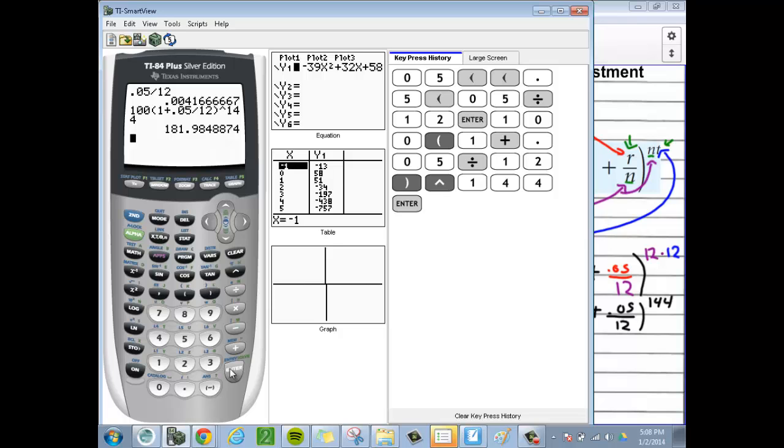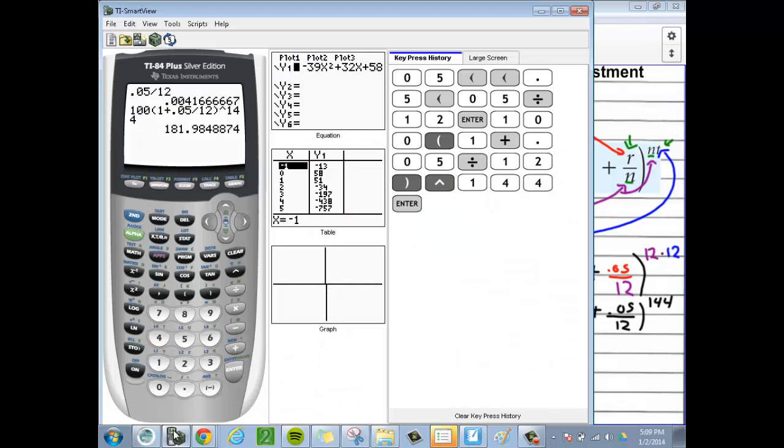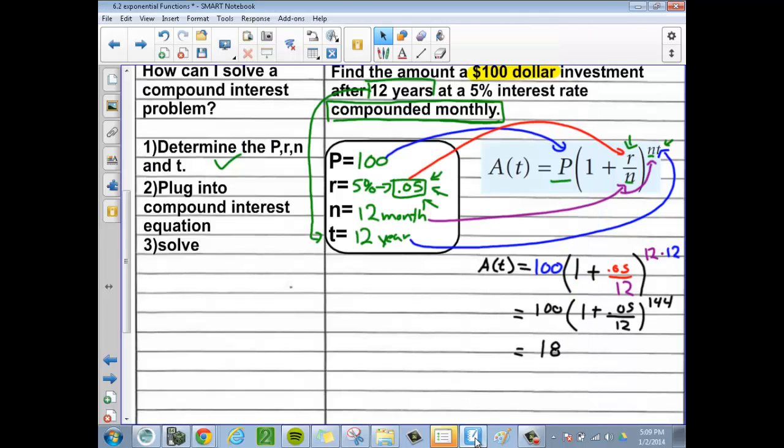So let's come back here and just fill this in. So this is equal to, what was it, 181.98. And there's your solution. After 12 years, if it's compounded monthly and you do nothing with that money, you have just made $81.98 for doing nothing.